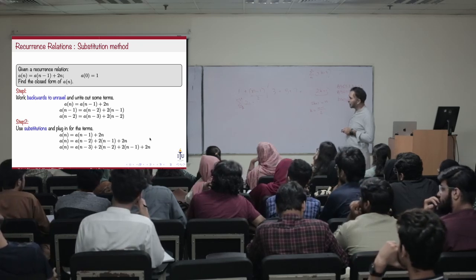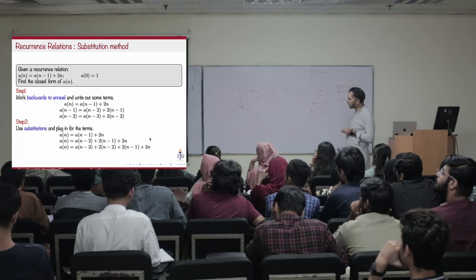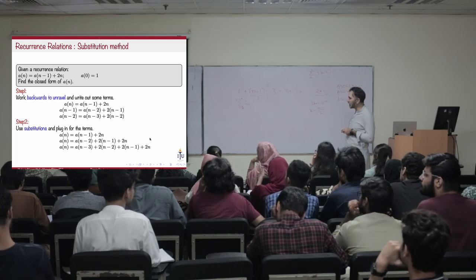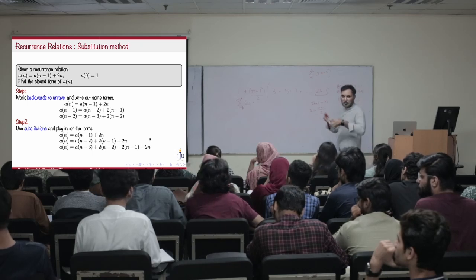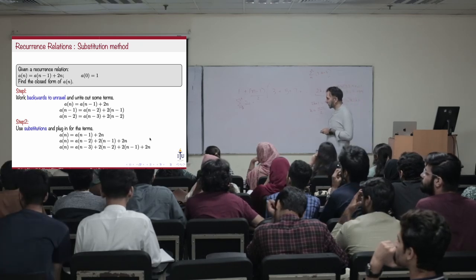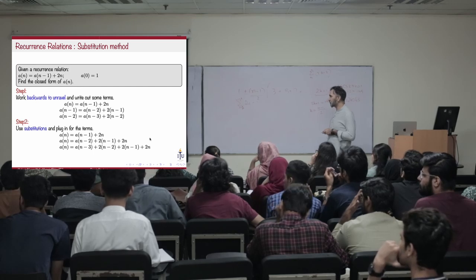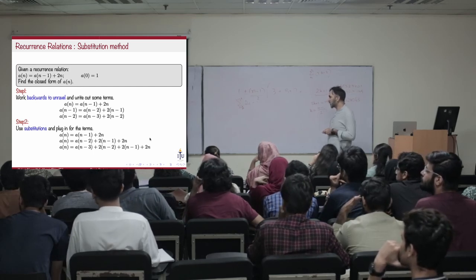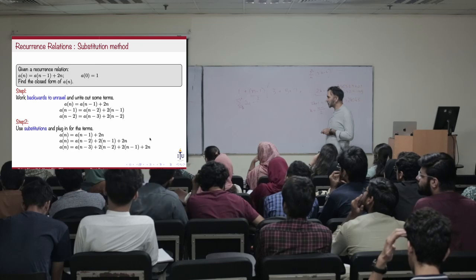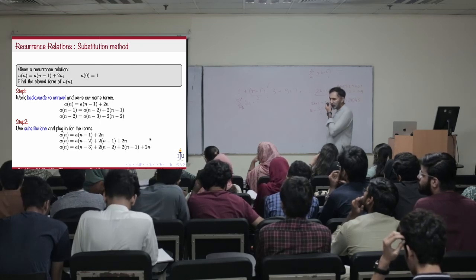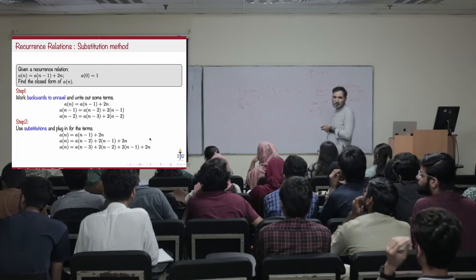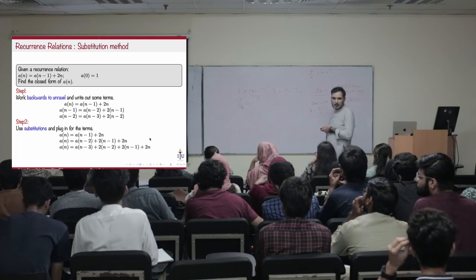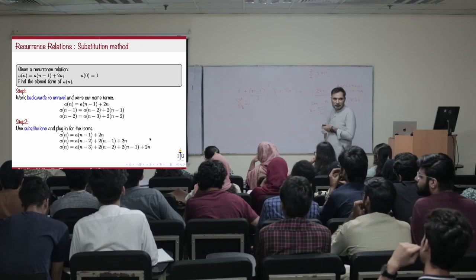After doing this, what you need to do is plug this into the a of n minus 1, and so on. So I'm basically unraveling it. So here's what you get: a of n is equal to a of n minus 3 plus 2 times n minus 2 plus 2 times n minus 1 plus 2 times n. This kind of hints at what your algorithm is going to look like, what your algorithm is going to take in terms of time complexity.